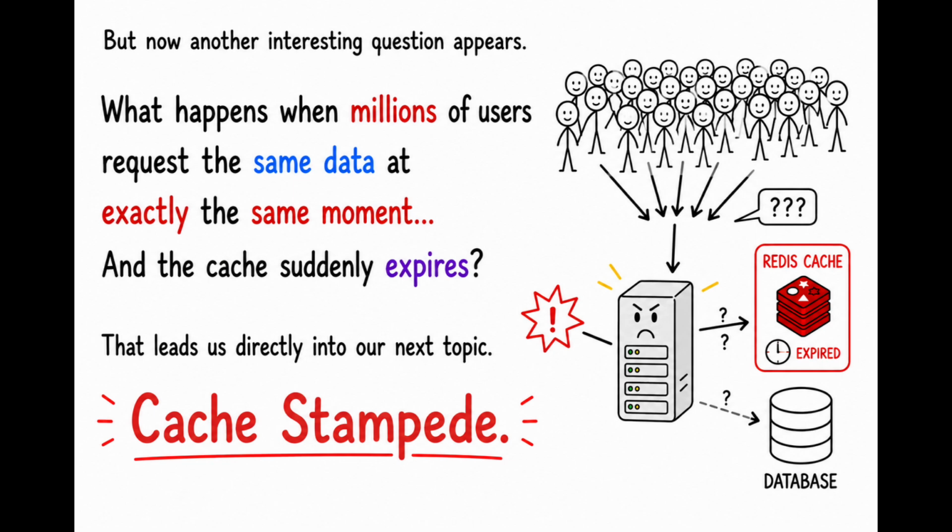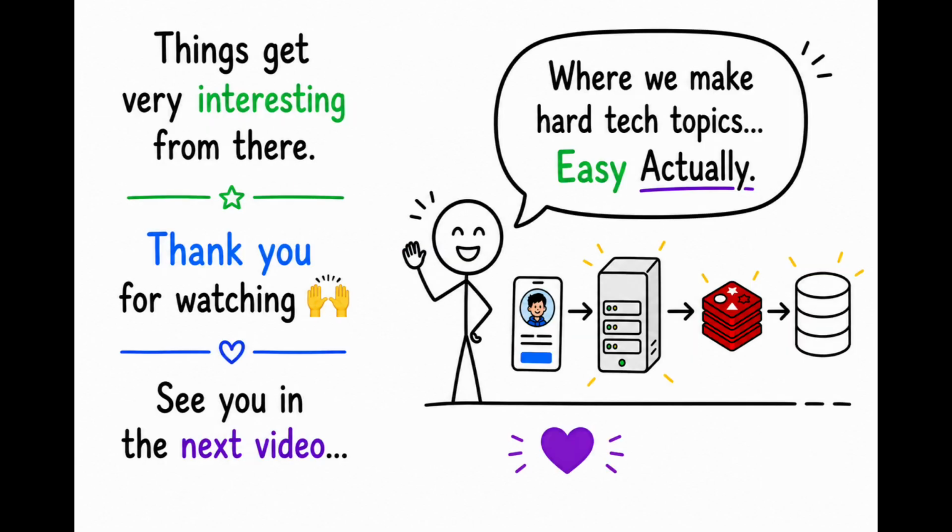What happens when millions of users request the same data at exactly the same moment? And the cache suddenly expires? That leads us directly into our next topic, cache stampede. And trust me, things get very interesting from there.